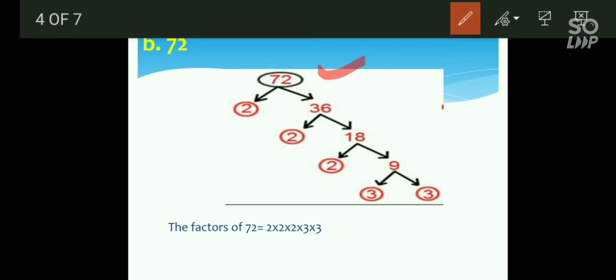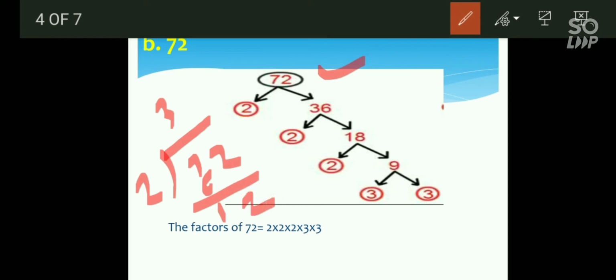If you are getting confusion, you can divide and see: 2 3s are 6, here left 1, right here 2, 2 6s are 12, here we got 0. So, we can say that 72 is divisible by 2, therefore, instead of 72 we can write 2 into 36. Since we got quotient 36, we have written 2 into 36.